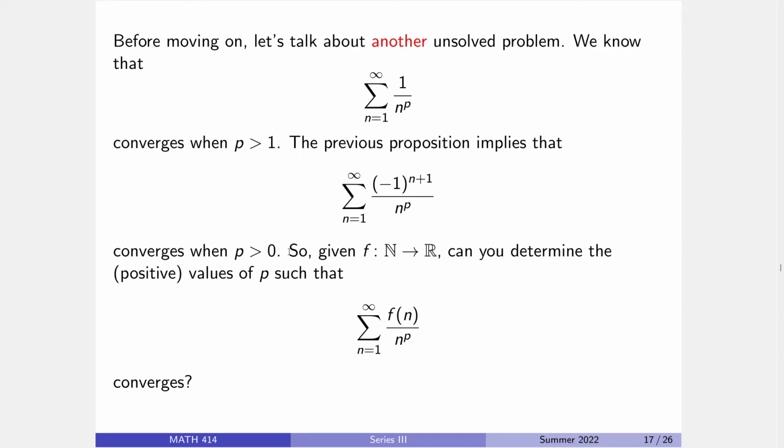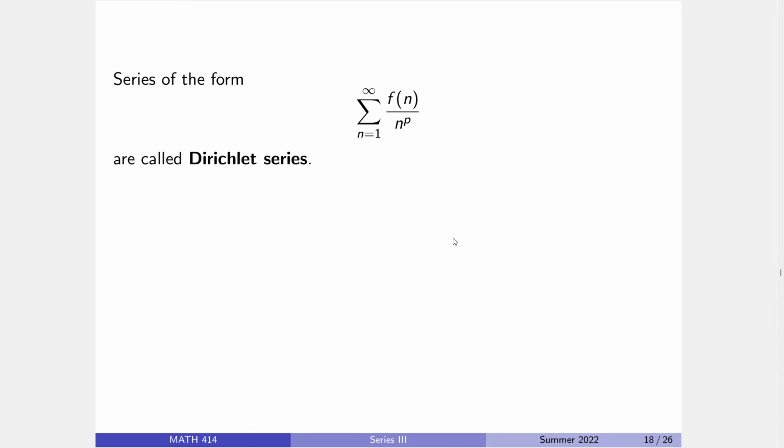This problem, as stated, is horribly unsolved because f could be any function you can think of, and yeah, good luck coming up with any sort of connection between f and the values of p that converge. But it turns out that studying such things is not completely fruitless. So these have a name. A series of this form is called a Dirichlet series. So this is pronounced Dirichlet.